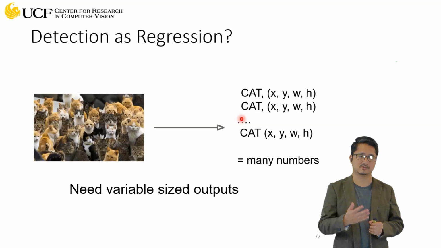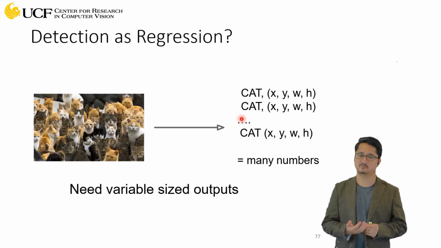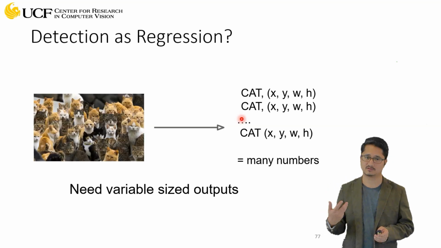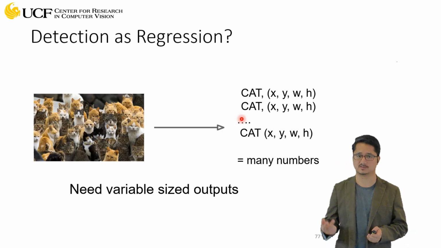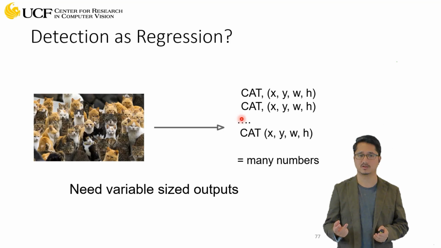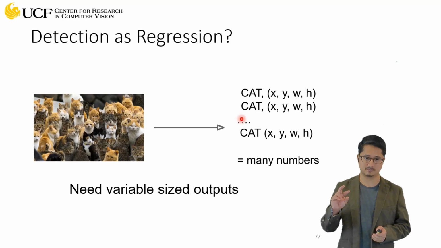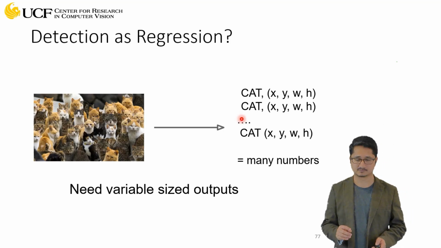So the issue is with detection, we need something where the output is actually varying a lot. It's not just having multiple instances for each object category, but also having multiple objects itself. Okay.